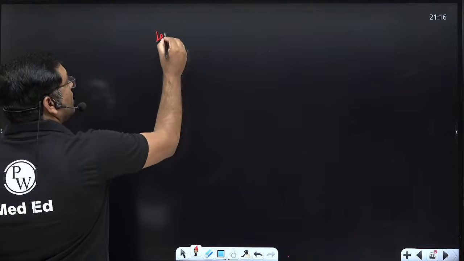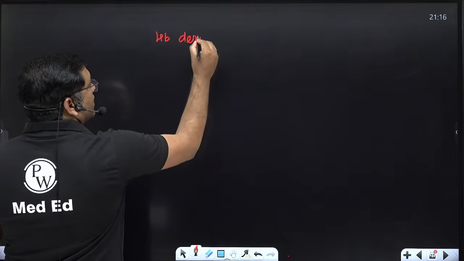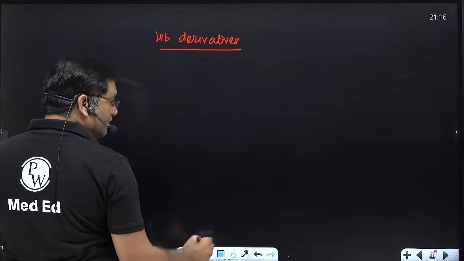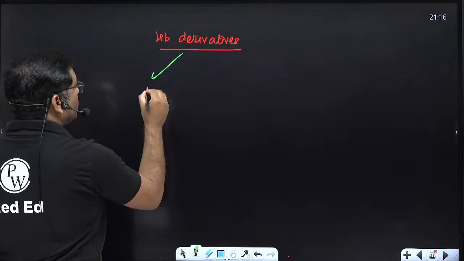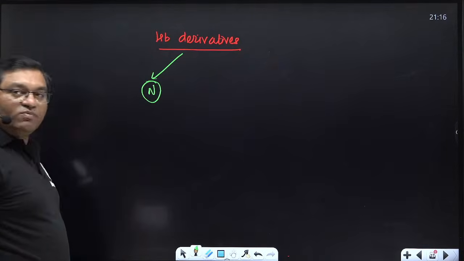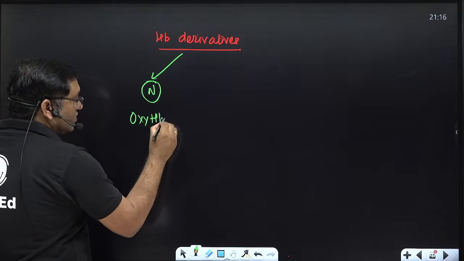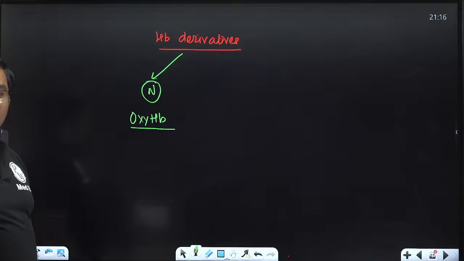Now the different hemoglobin derivatives. There are normal and abnormal hemoglobin derivatives. Normal hemoglobin derivatives include oxyhemoglobin. When an oxygen molecule is attached to hemoglobin, it is known as oxyhemoglobin.